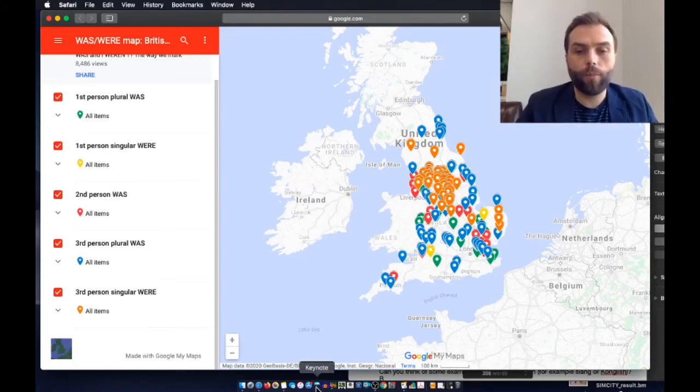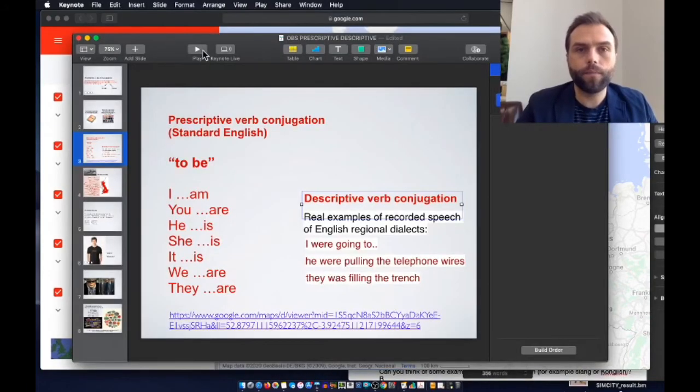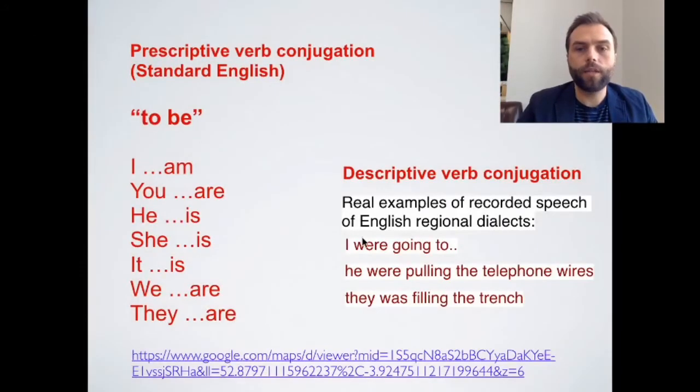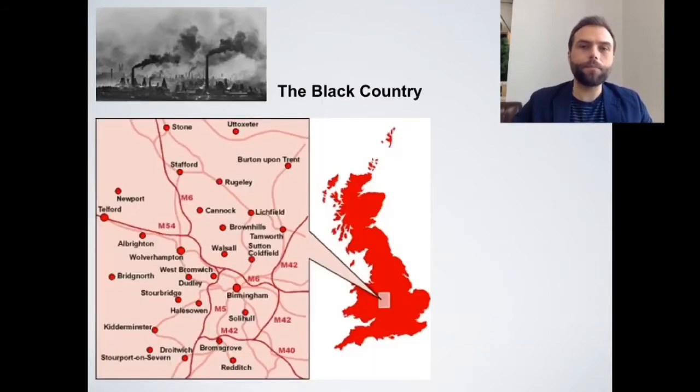So if we go back to the slide now, these examples here were taken from that map, and that map shows you the recordings of these things. So this shows you that the standard English is not the same as how all native speakers speak. Okay, so the descriptive view takes into account these non-standard dialects.